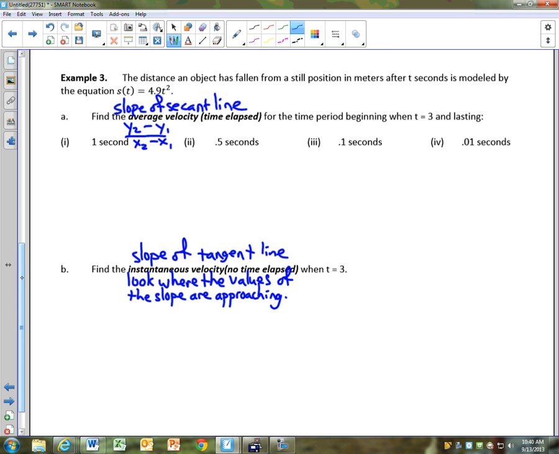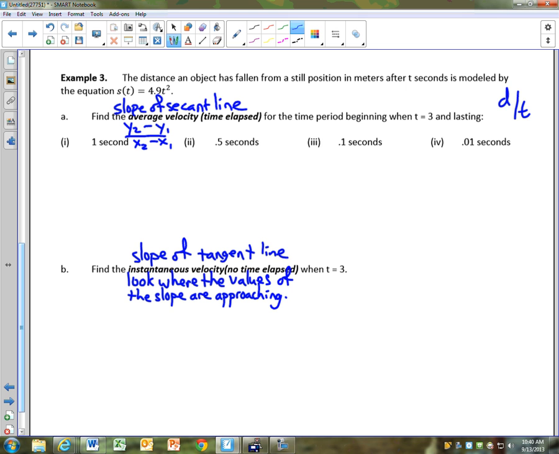It says this is the distance an object has fallen. What we want to do is find the average velocity. How do you calculate velocity? Distance over time. So we're looking at the distance that it's fallen divided by the time. It says the distance an object has fallen is modeled by this right here. And there's a certain number of seconds that have passed by.